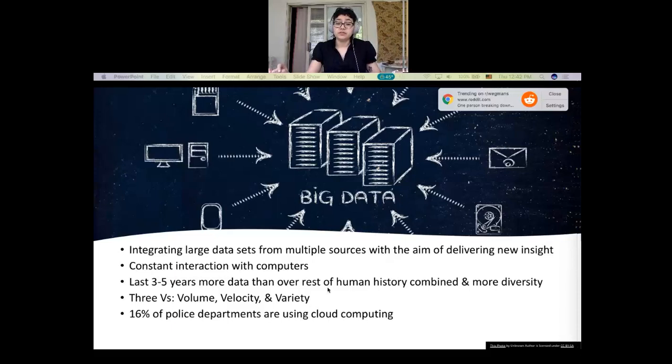And actually 16% of police departments are using cloud computing, so it's really big in surveillance and policing, in more high tech, urban areas, definitely. And you can also integrate large data sets from multiple sources as well. And this is all because of our constant interaction with computers.